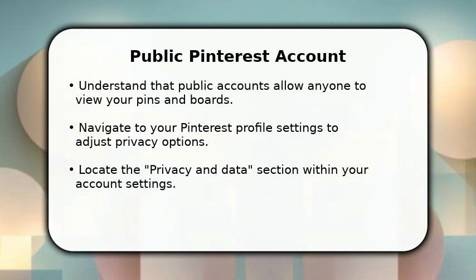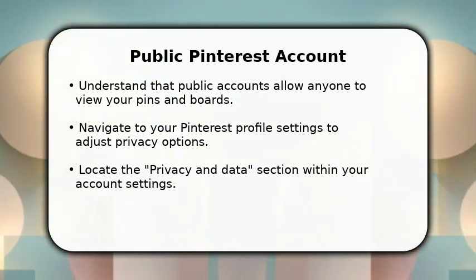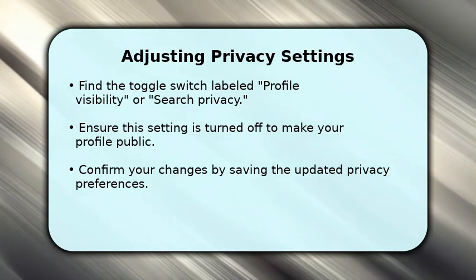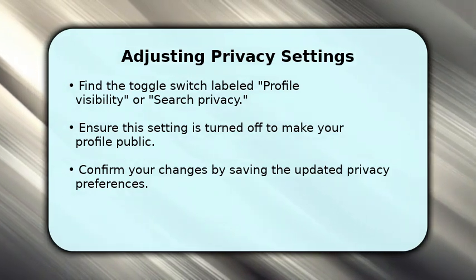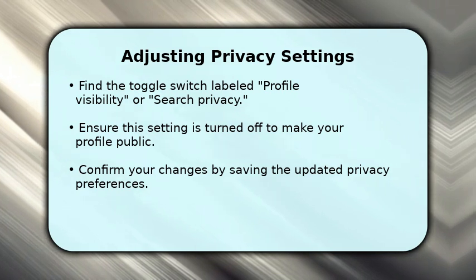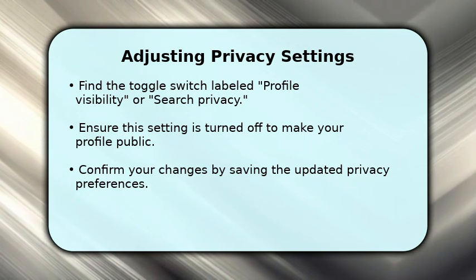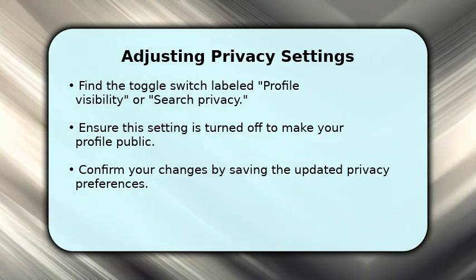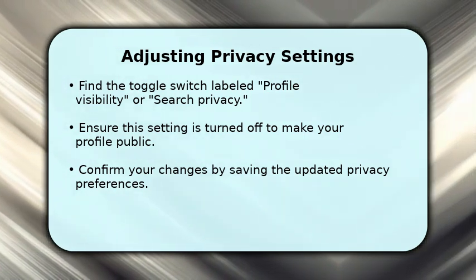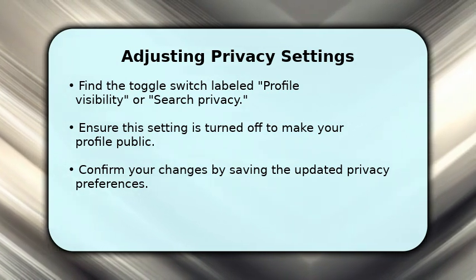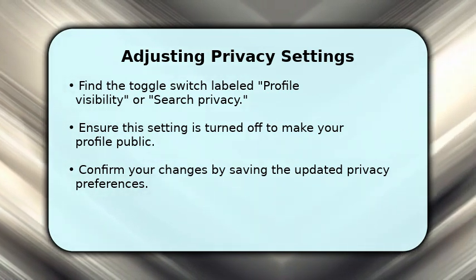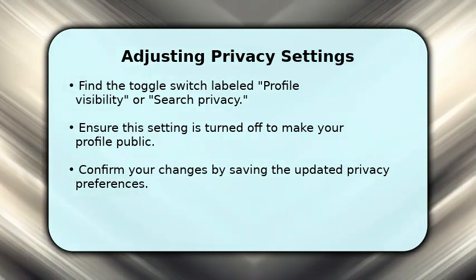This is where you'll find the crucial privacy options. Within your settings, look for Privacy and Data. Here, you'll see an option that controls your profile's visibility. If it's currently set to private, you'll need to toggle it off. This action makes your profile and all your boards visible to everyone on Pinterest and through search engines. Remember to save your changes to ensure they take effect immediately.